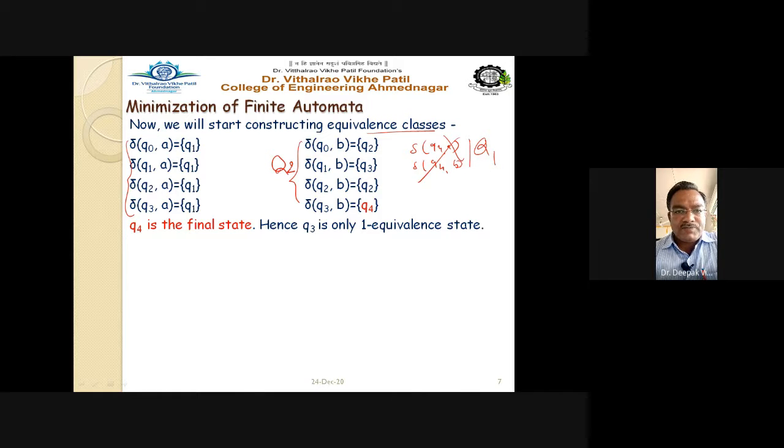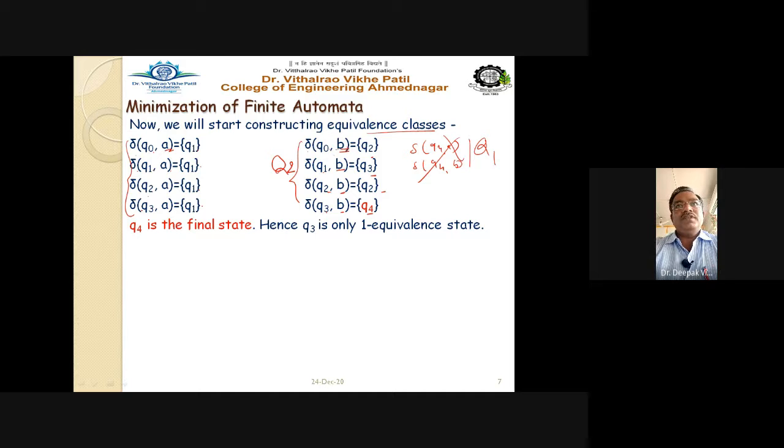So take the states belonging to the Q2 set, and write down their transitions on each input a and input b. It is very simple. Delta Q0 on a goes to Q1, delta Q1 on a goes to Q1, delta Q2 on a goes to Q1, and delta Q3 on a goes to Q1. Same with the b input: Q0 on b goes to Q2, Q1 on b goes to Q3, Q2 on b goes to Q2, and Q3 on b goes to Q4, right?